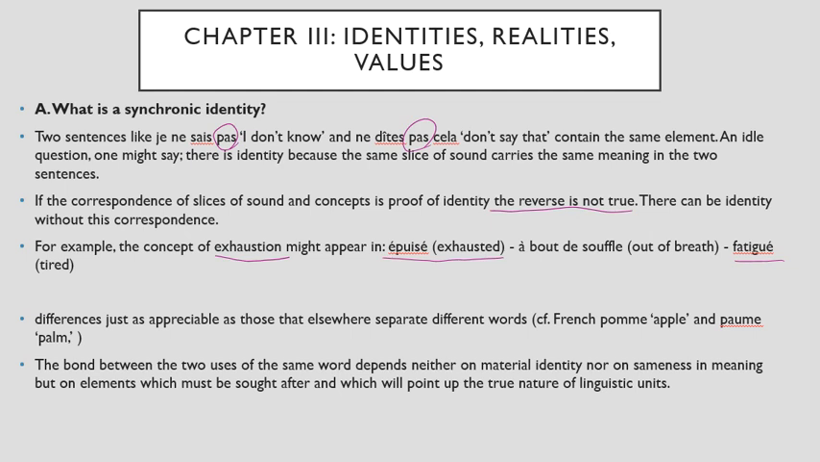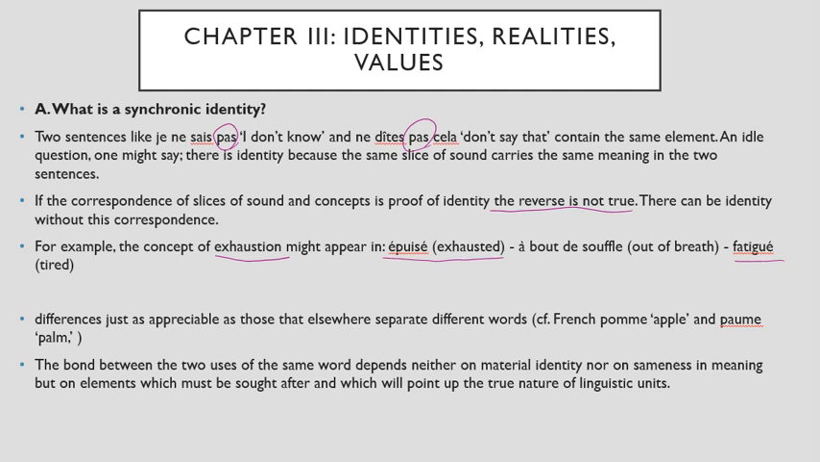And he gives different examples here. For example, the word paume, apple, and paume, palm of the hand, having the same sound but different concepts. So again, this doesn't work. We have different identities here even though we have the same sounds. That's what he wants to say. So identity is something separate from the sound and the concept. And it can be roughly said that this is the definition or characterization of a linguistic unit. That's the meaning of identity.